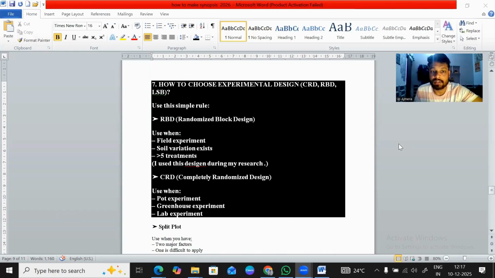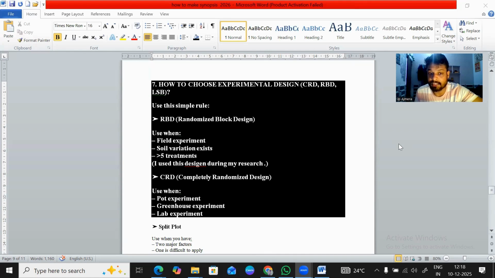Topic number 7, how to choose the experiment design like CRD, RBD or LSD. Use these simple rules. RBD, randomized block design: use it when you are going for a field experiment, soil variation exists in your field, and your treatments are more than 5. I used this design during my research.